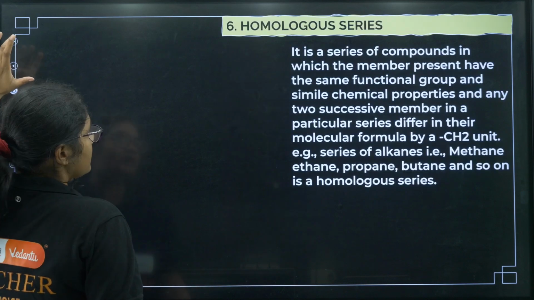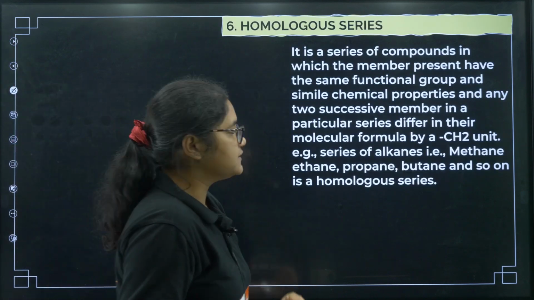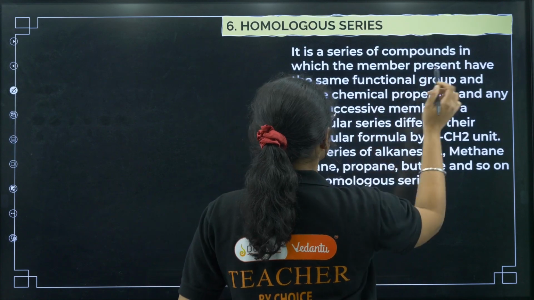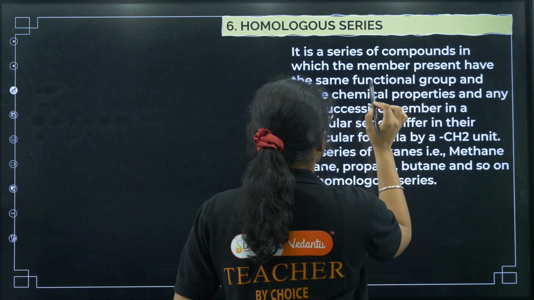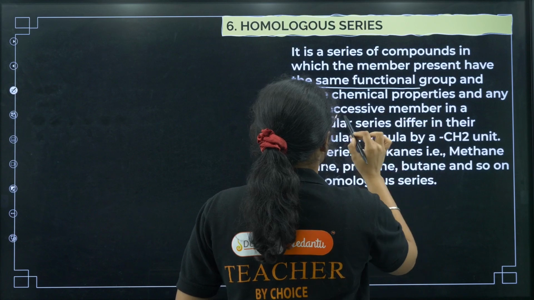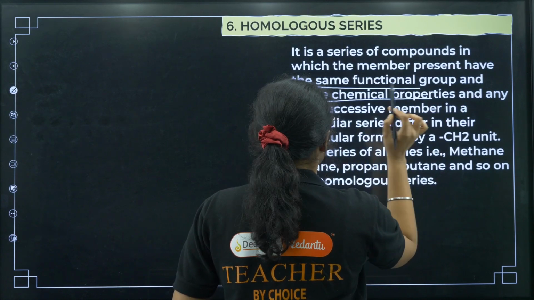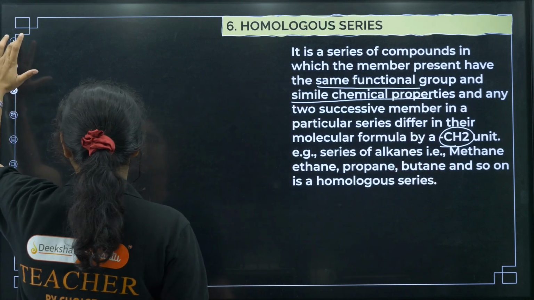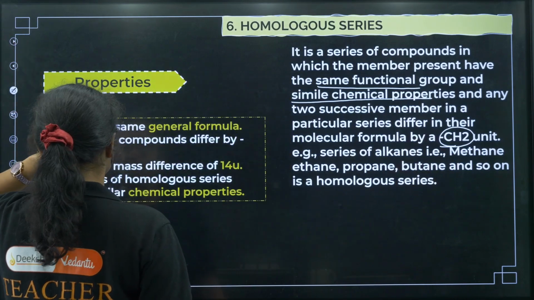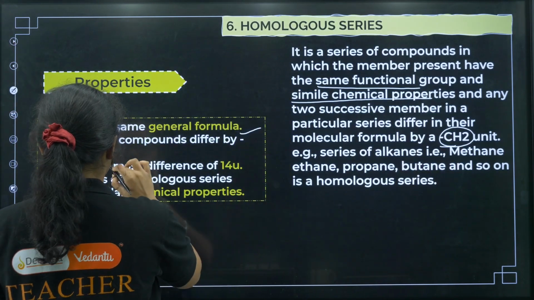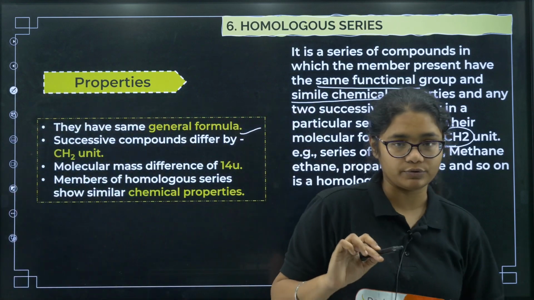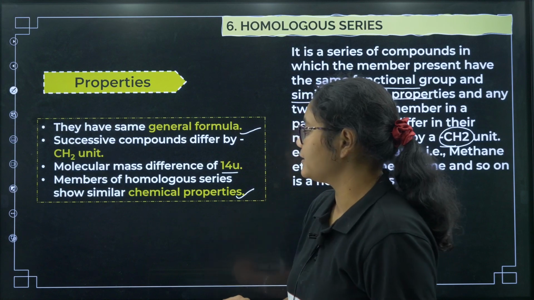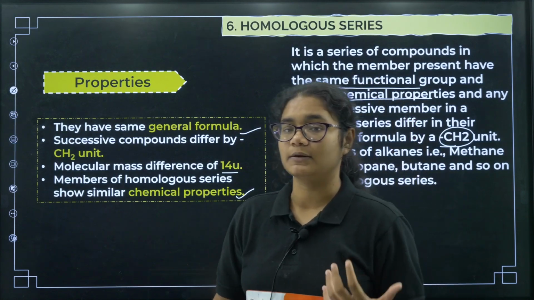Next, coming to what we mean by homologous series. A homologous series is a series of compounds in which the members have the same functional group and similar chemical properties, and the successive members differ by a CH2 unit. What are the other properties of homologous series? They have the same general formula, they differ by a CH2 unit, or you can say 14 u, and the members show similar chemical properties.